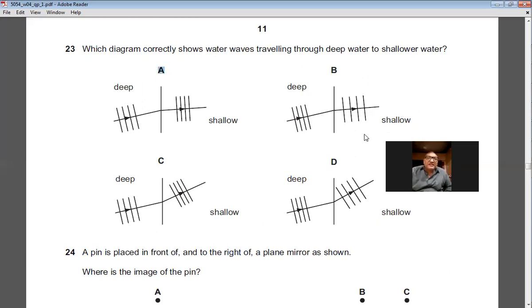Rejecting B and D is very simple, but choosing between A and C is a little tricky. If you draw the normal, you will easily understand. You should know that when the water waves enter from deep water into shallow water, their speed decreases, their wavelength decreases, and they bend towards the normal. Question number 23, A is the right choice, sir.